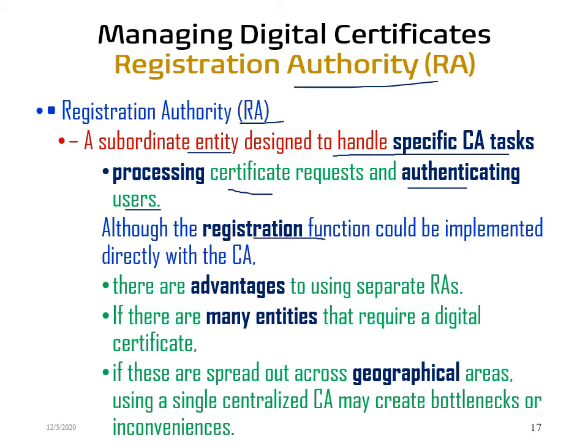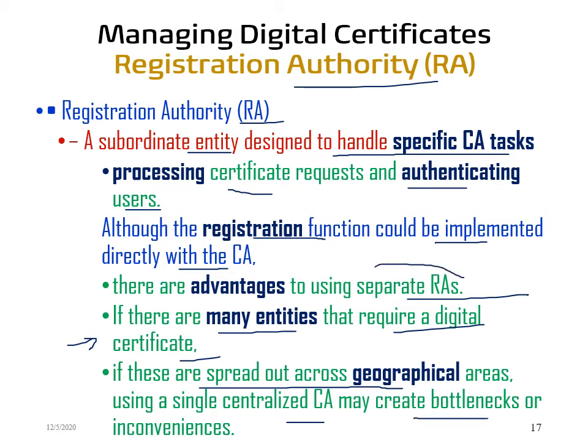Although the registration functions could be implemented directly with the CA, there are some advantages to using a separate RA. Why do we use a separate RA? If there are multiple entities that require digital certificates, and they are spread out across geographical areas, using a single centralized CA may create bottlenecks, and hence I use a separate RA here.